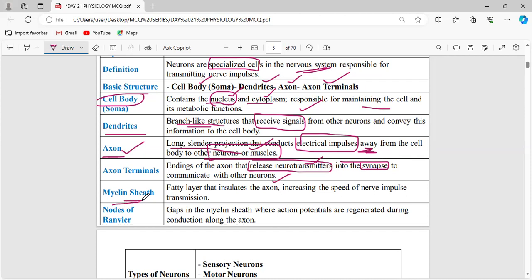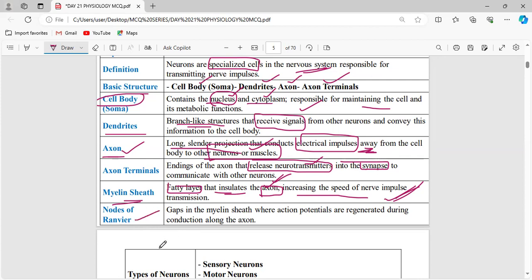And what is myelin sheath? See, this is the fatty layer which insulates the axon. This is the covering which covers the axon, myelin sheath. Okay, what is the purpose of having this myelin sheath? Means this is the one which increases the speed of the nerve impulse transmission. Okay, see how the information reaches the brain within a microsecond. That will be because of the myelin sheath, because it is the one increasing the speed of the nerve impulse.